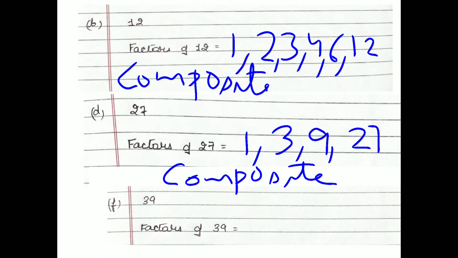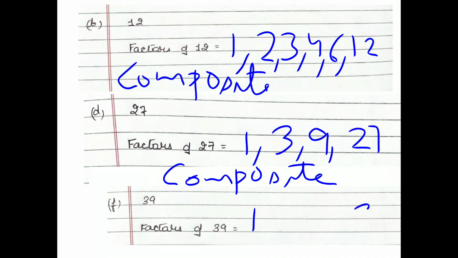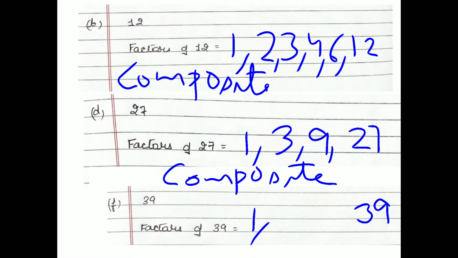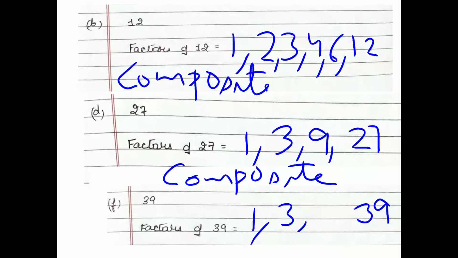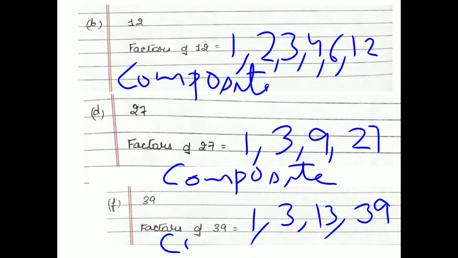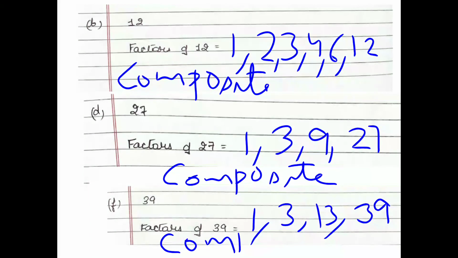Clear, students? Now 39. 1 and 39. Now 39 comes in the 3 table, yes, 3 13s are 39. So again this number is a composite number. So we write composite also.